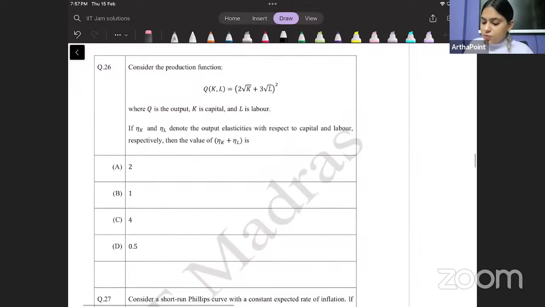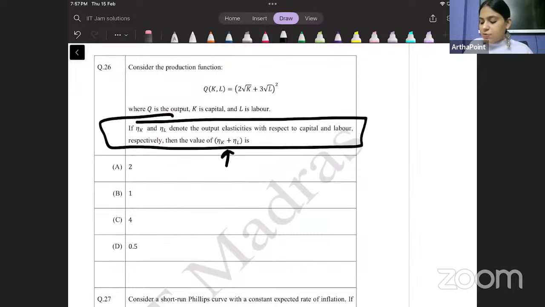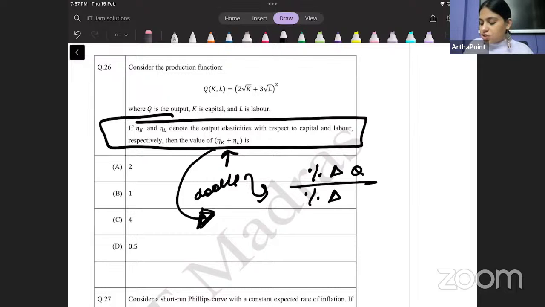Okay. Consider the following function. Let these denote the output elasticity. Calculate the sum of output elasticity. Very doable question. Multiple times in class, we have gone ahead and revised the concept of output elasticity. So output elasticity is the percentage change in output due to a percentage change in input. Right? So how do we calculate it, beta?